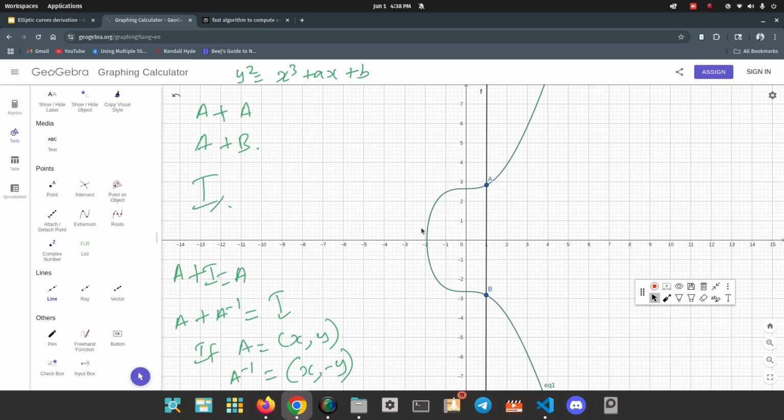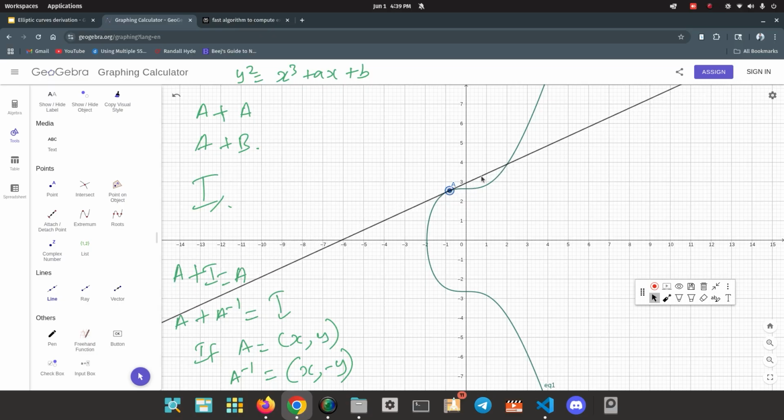All right. But what about this A plus A, the doubling of a point? You can think of that A plus A as a tangent. So this is a tangent to A at the curve. A tangent is a line which just touches the curve at exactly 1 point. So this tangent just grazes over the curve.